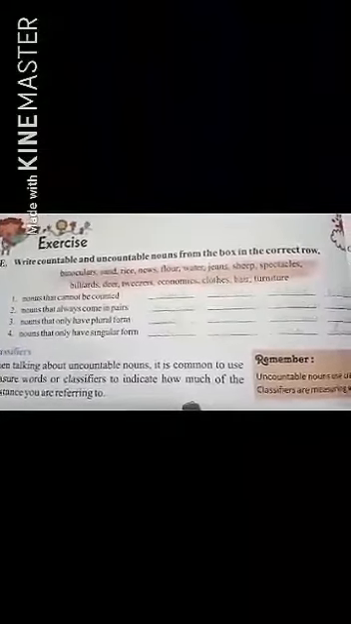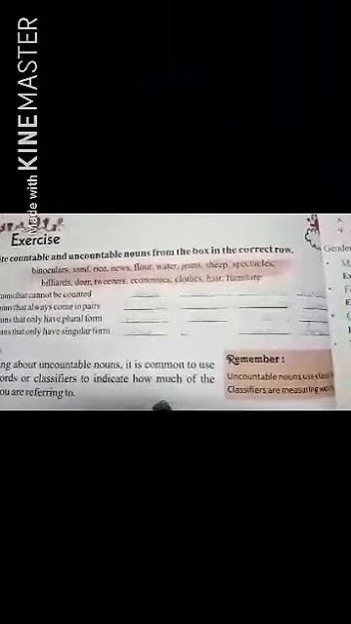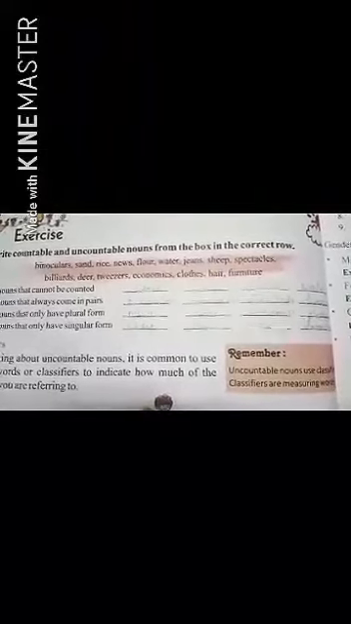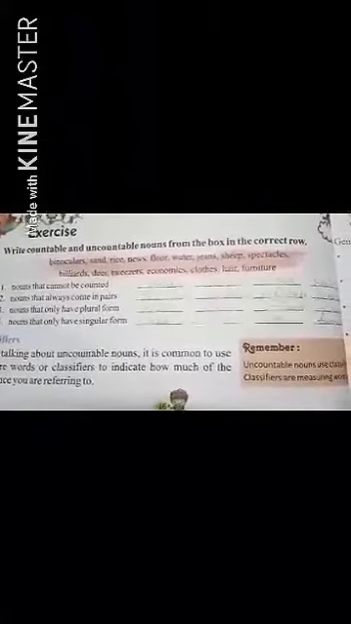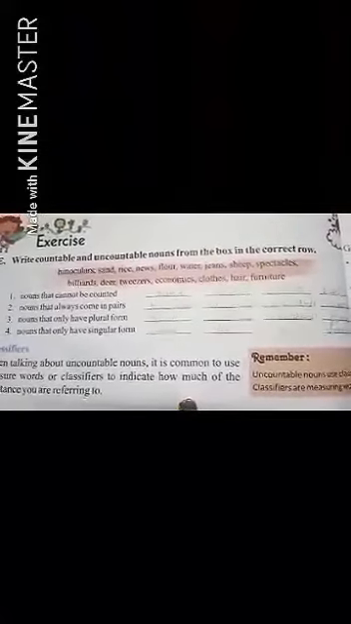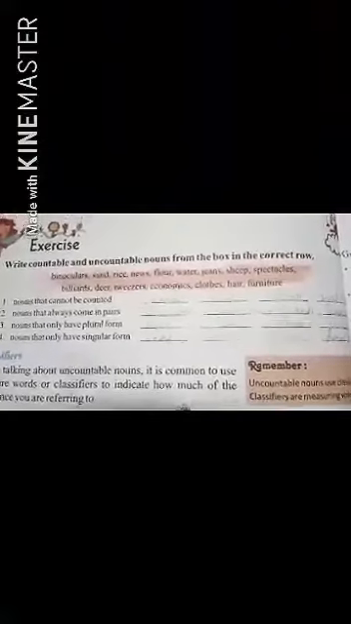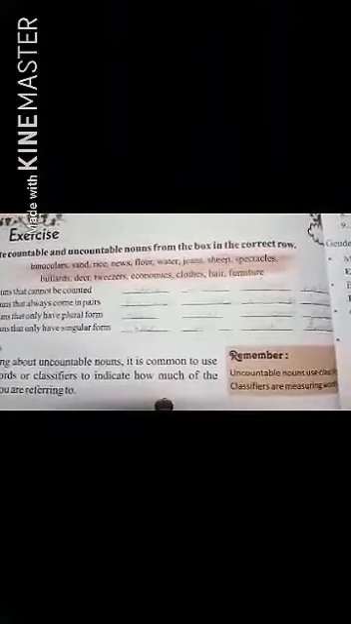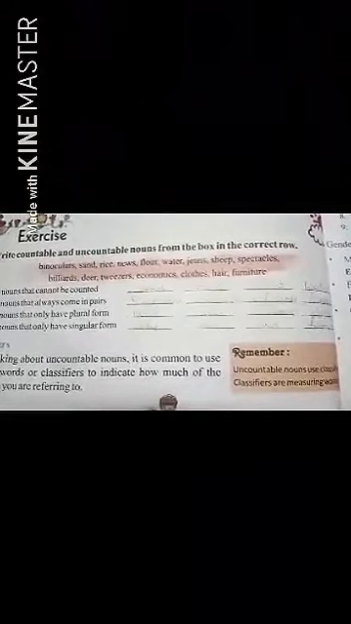Nouns that only have plural form. Some nouns we always use in plural form. News, jeans, economics and clothes. We always use these nouns in plural form. Nouns that only have singular form. These nouns are always used in singular form. They are sheep, deer, hare and furniture.